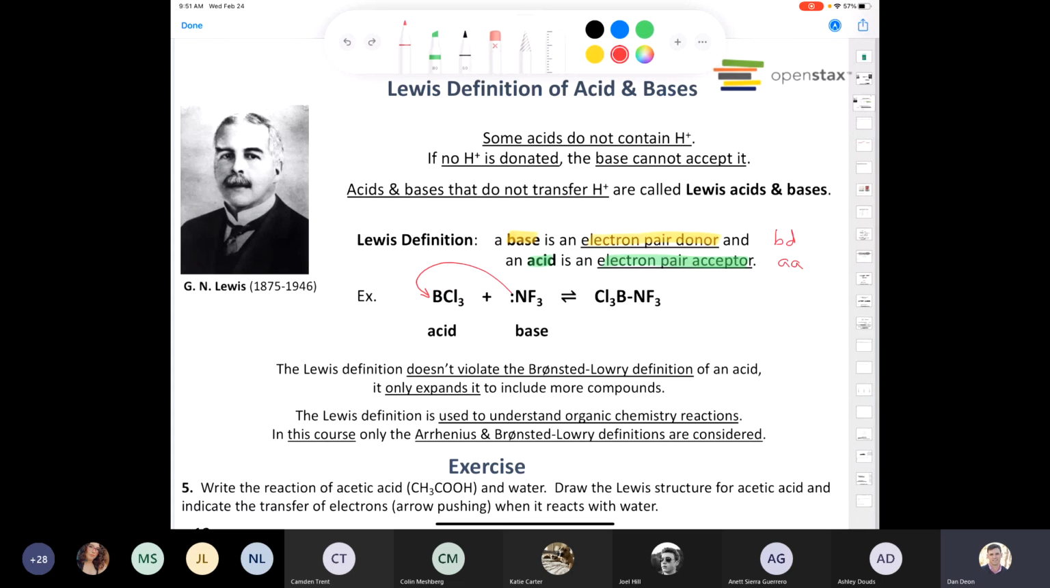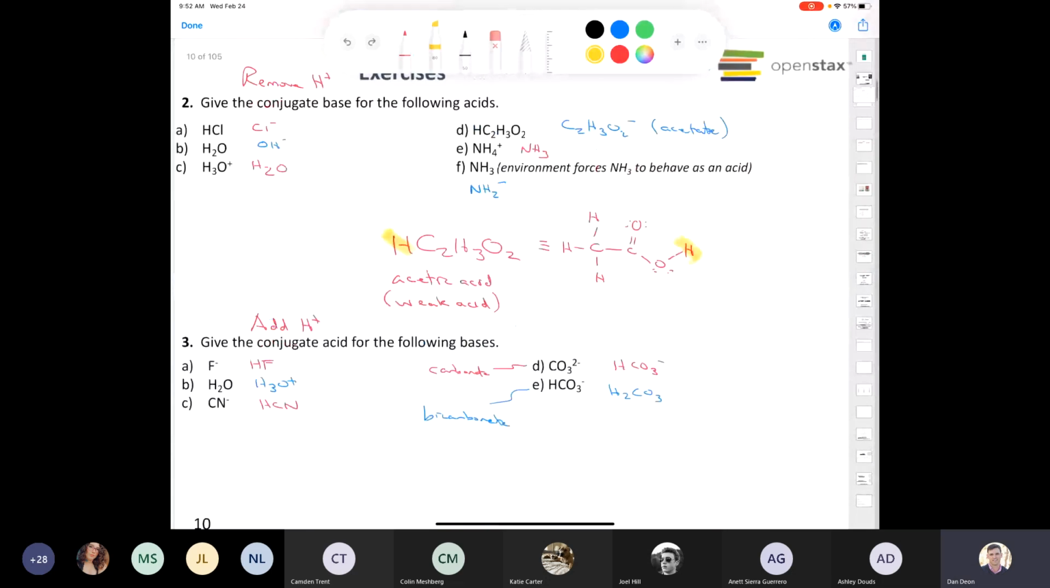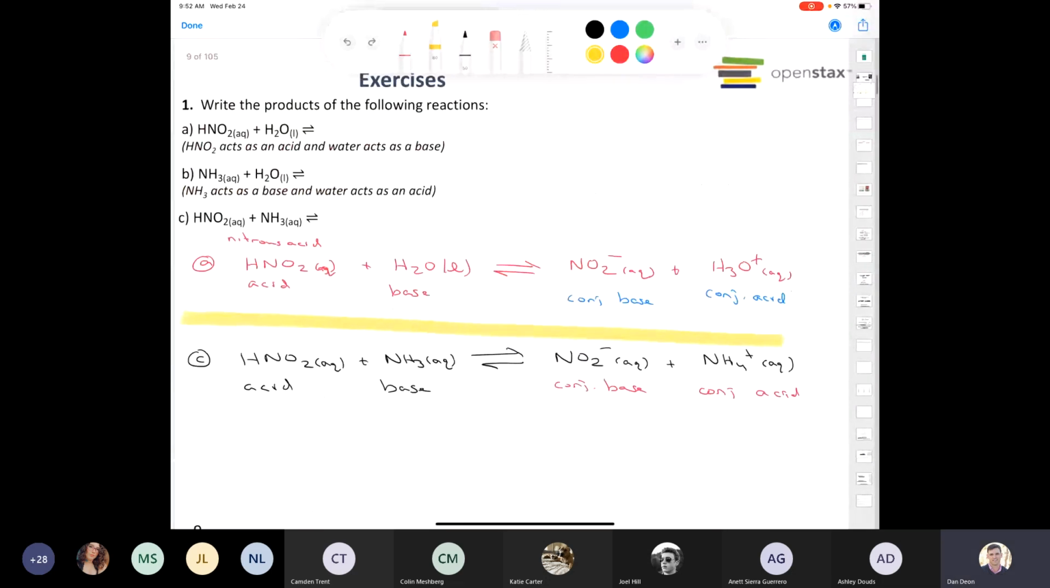Okay, now before you start thinking like, oh man, this is something completely different, oh no, it's something way off in left field. Well, the Lewis definition doesn't violate the Bronsted-Lowry definition at all. It only expands it. Okay, if we go back here and we look at one of these examples, let's just look at this reaction here on the bottom. We said that a Lewis acid is an electron acceptor, and we said that a Lewis base is an electron donor.